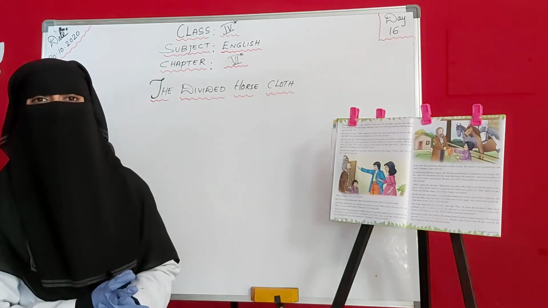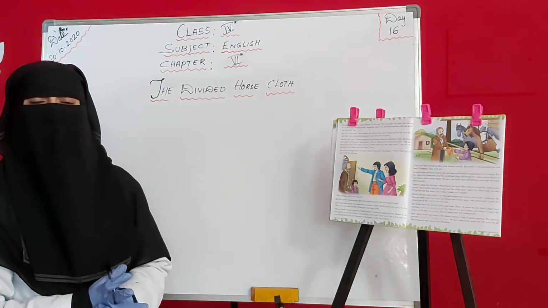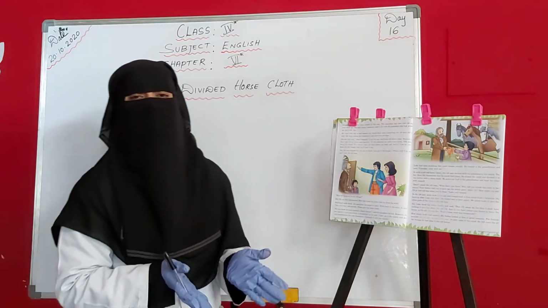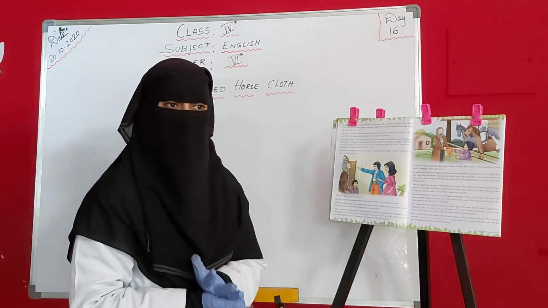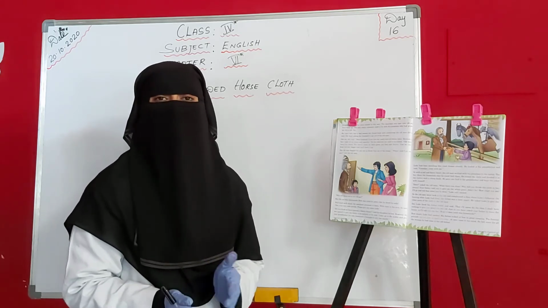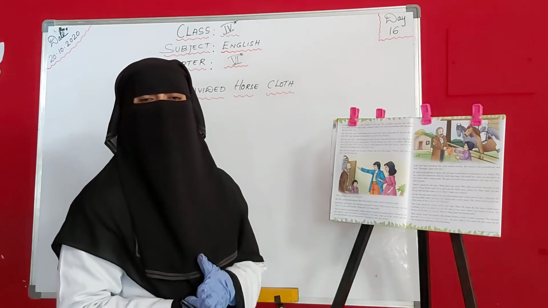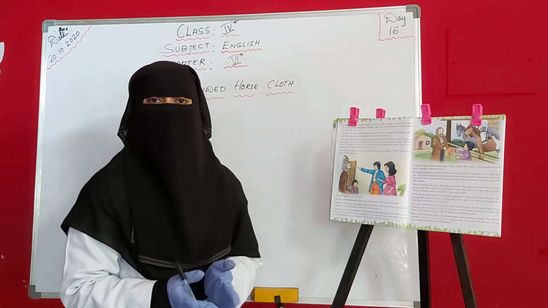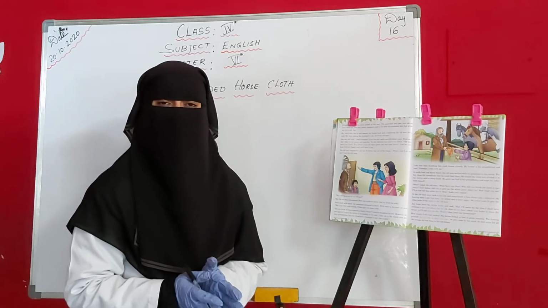So the merchant's son and that beautiful girl got married, and they were living very happily. Soon a son was born to them. They named that boy Luke. So all of the 4 members, the grandfather, Luke, and the son and daughter-in-law, were living very happily.